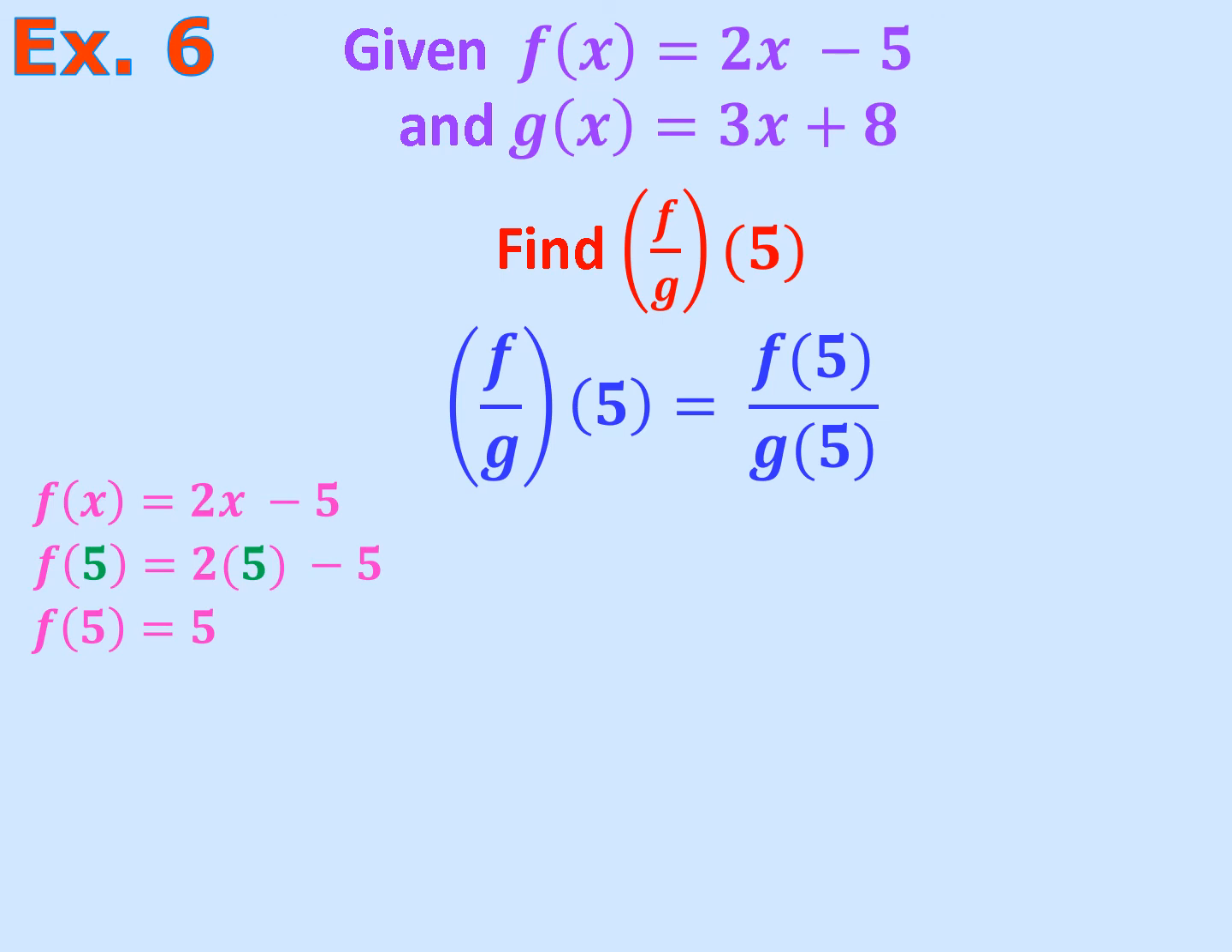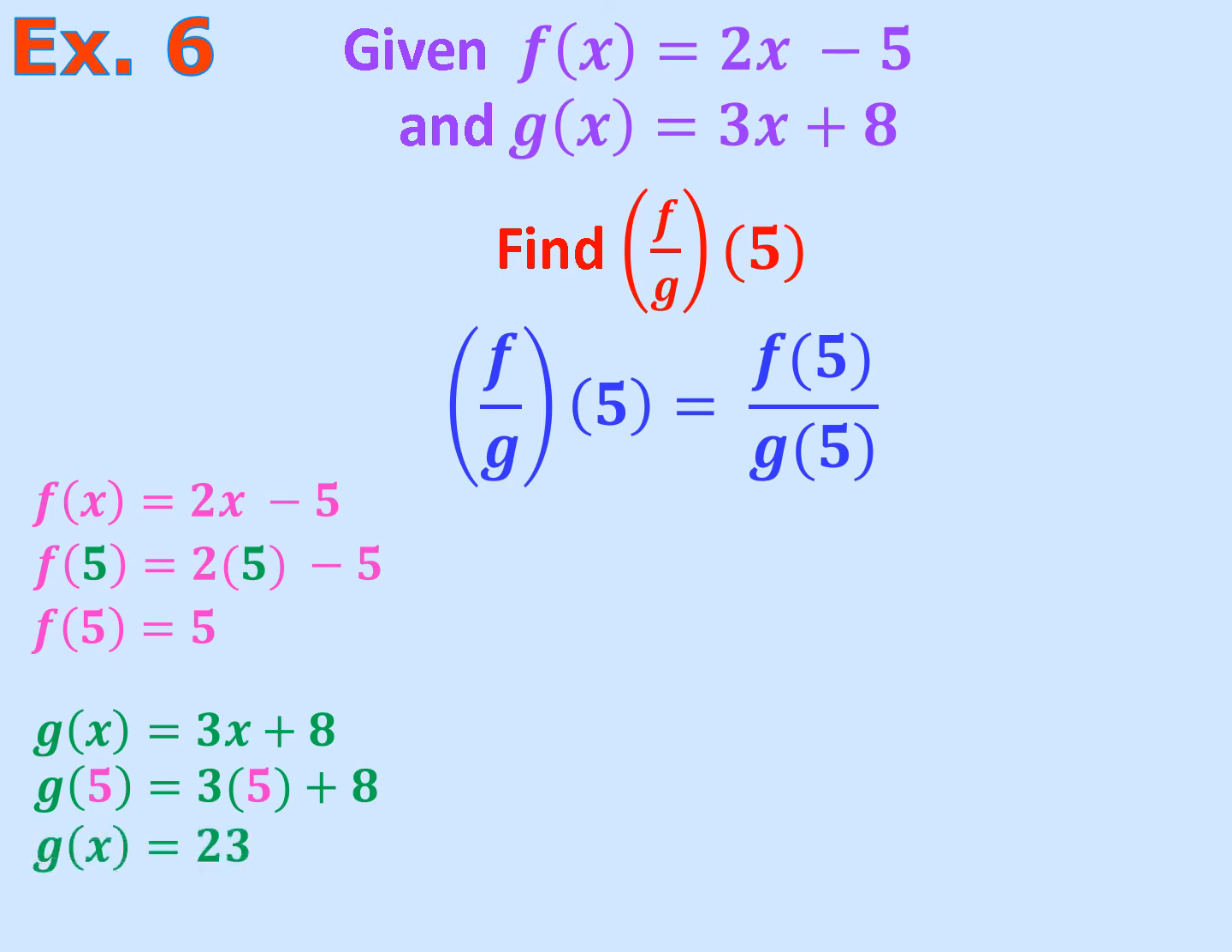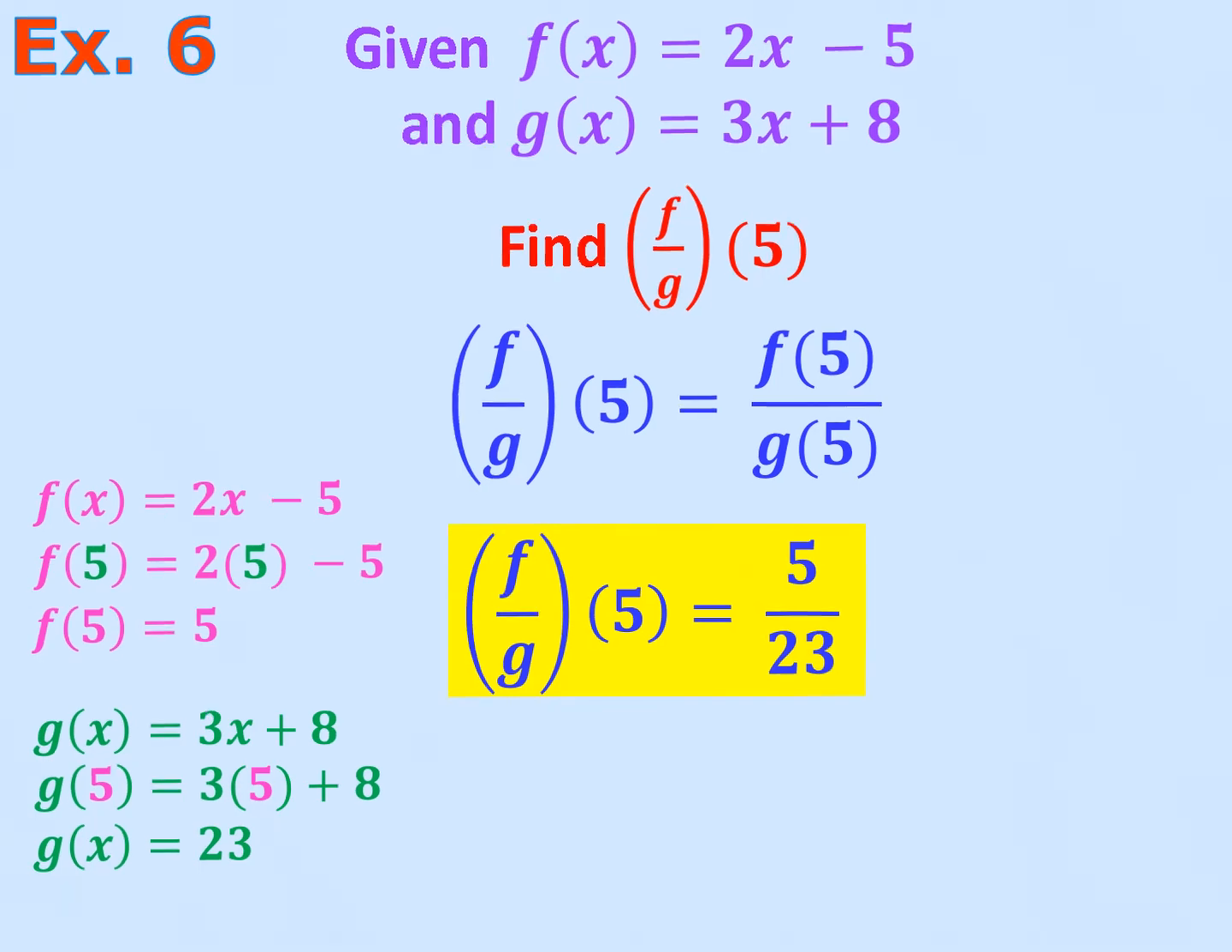Let's try g of 5 now. So we have g of x, and then I'm going to plug 5 in for x. 3 times 5 is 15. 15 plus 8 is 23. So when I go to write that, I can say f divided by g of 5 is equal to 5 over 23. All right, last example next.